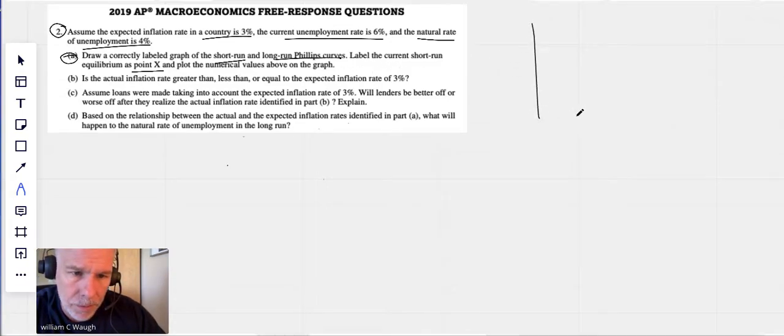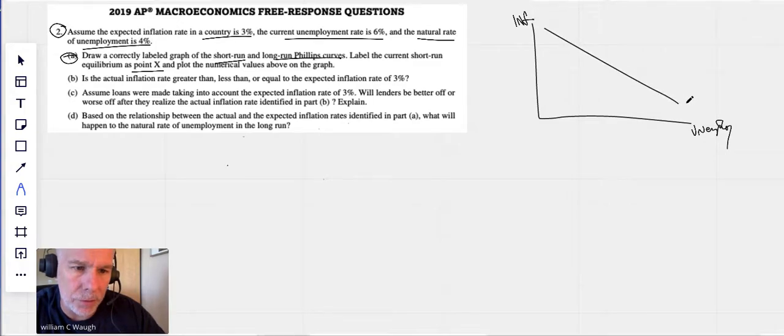So let's just draw a graph here. We have inflation on the vertical, we have unemployment here on the horizontal. We'll have a short run Phillips curve, downward sloping. That looks good. And a straight up and down long run Phillips curve.